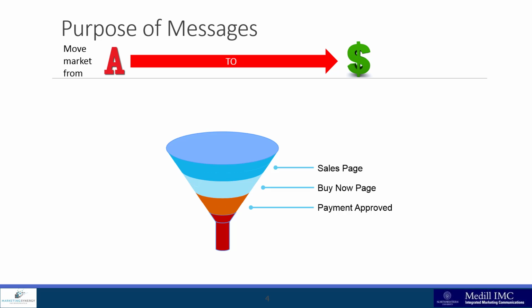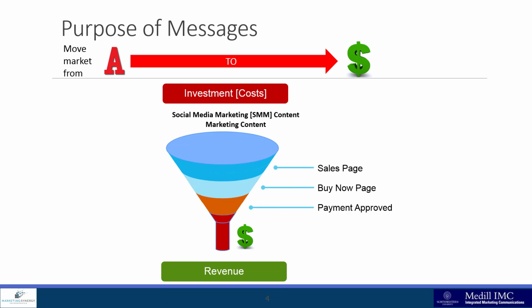For example, if I wanted to go out to a market and I wanted to eventually sell them, I have to take them through various stages. And this is called a purchase funnel. At the top, I'm going to invest in social media marketing content and marketing content to bring people into the funnel. The first thing they're going to do is click through, say, from a banner advertisement or an email, to a sales page. Then they'll say, I want to buy it. So they're going to click on the Buy Now button and go to that page. They're going to put in their credit card and other information. Then I'm going to go through payment approved. And at the end, I'll end up with revenue.